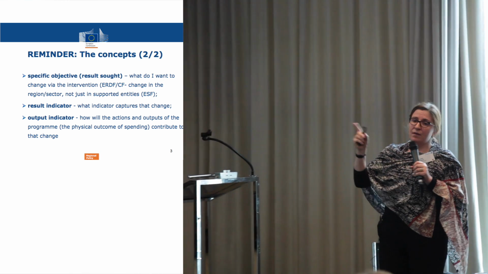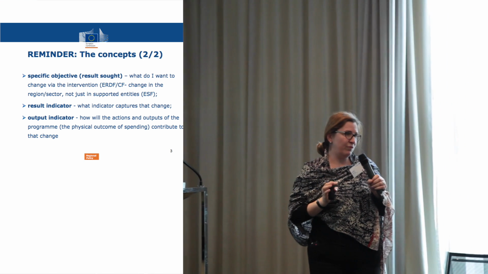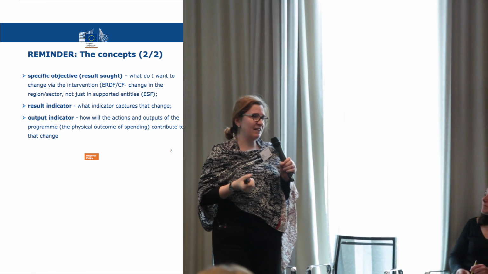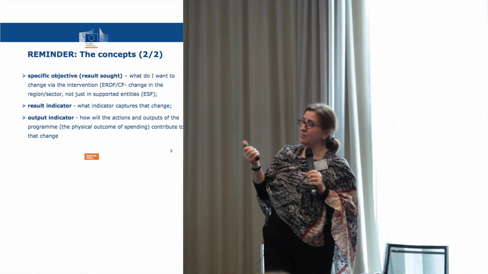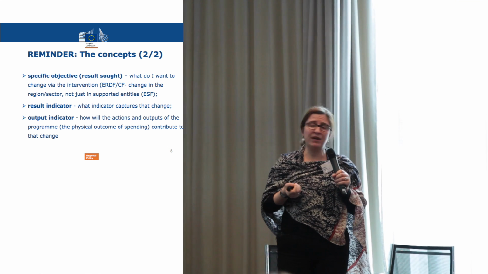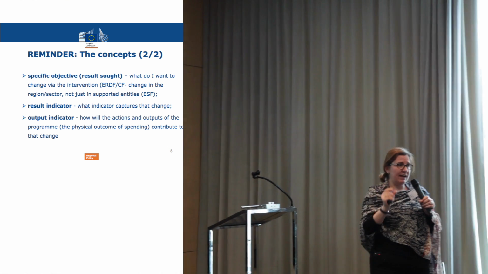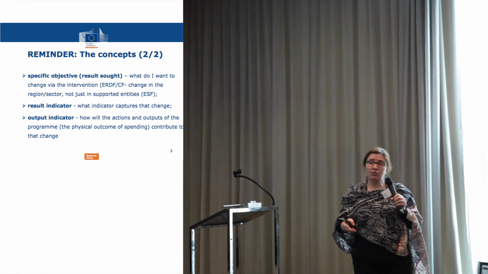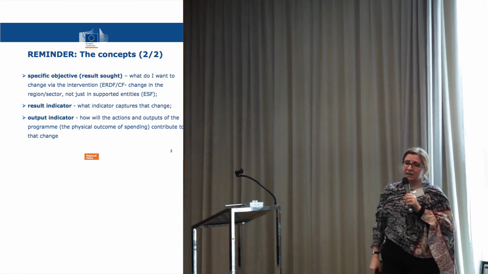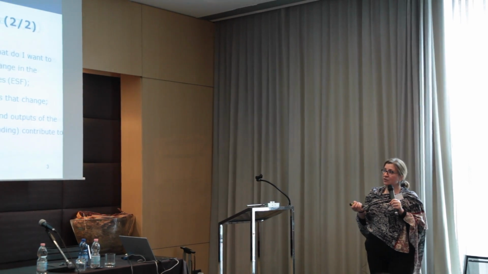So this is just a recap so that we know that we're all talking about the same things, meaning the same terms, meaning the same things. The specific objective is the result that my program is seeking to achieve. My result indicator is one proxy that captures one aspect of that change or the whole change. And then my output indicator is the physical delivery of my programs, the physical output of my programs that are going to inform me on the attribution of impact. How much of the change can I actually attribute to what my program has done?